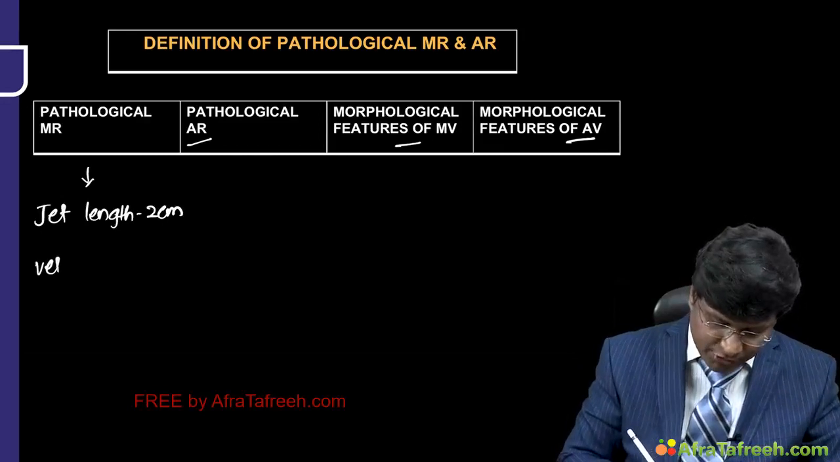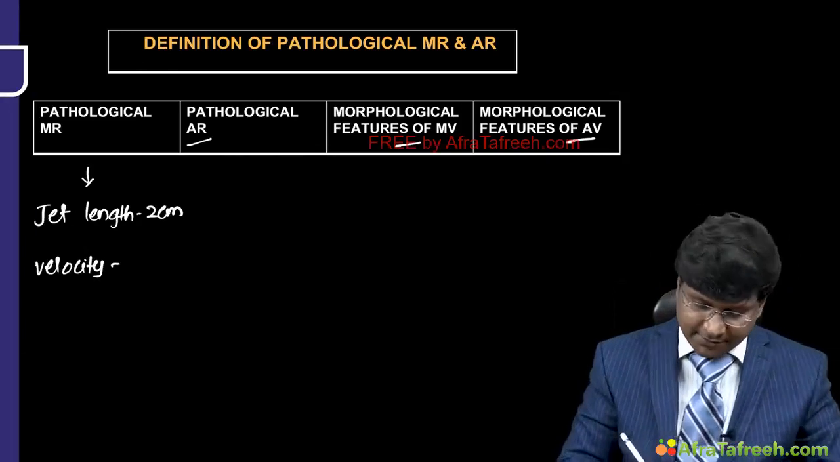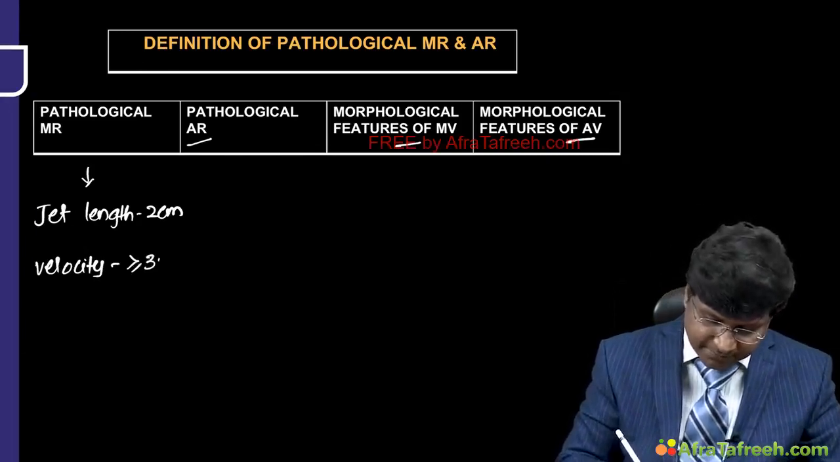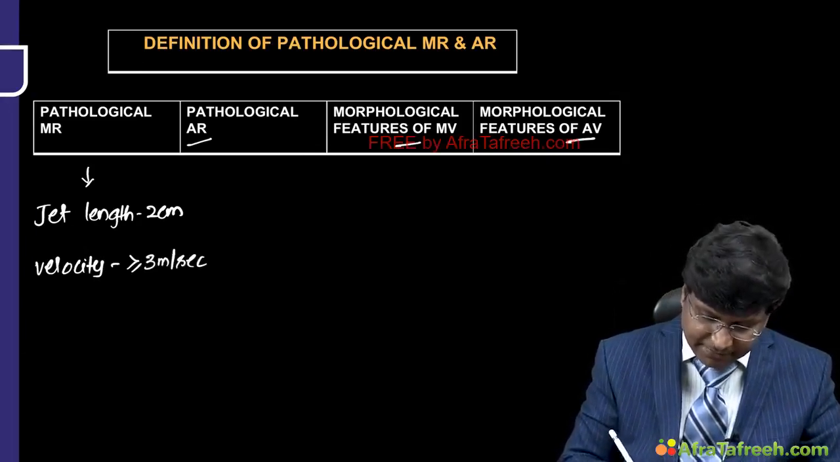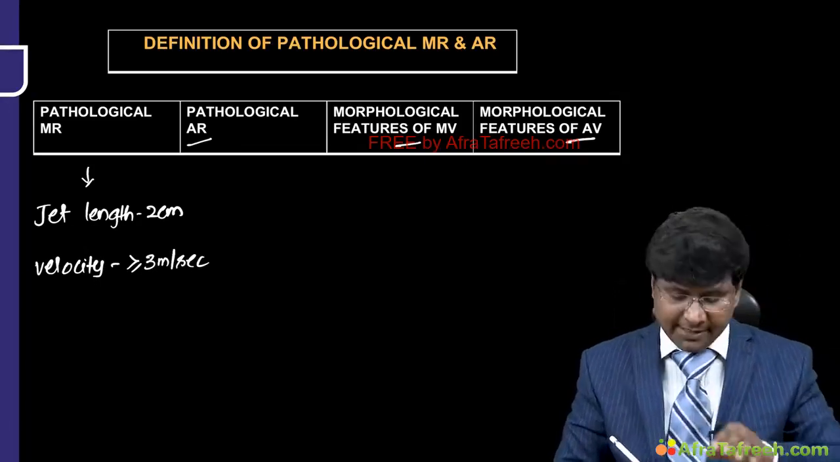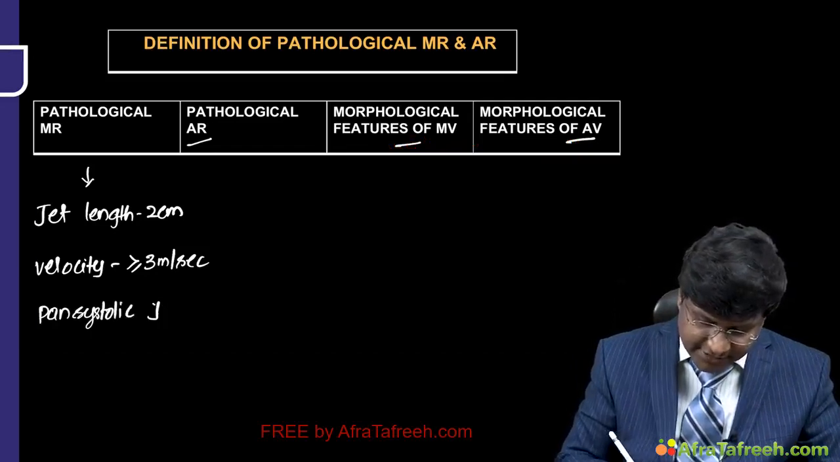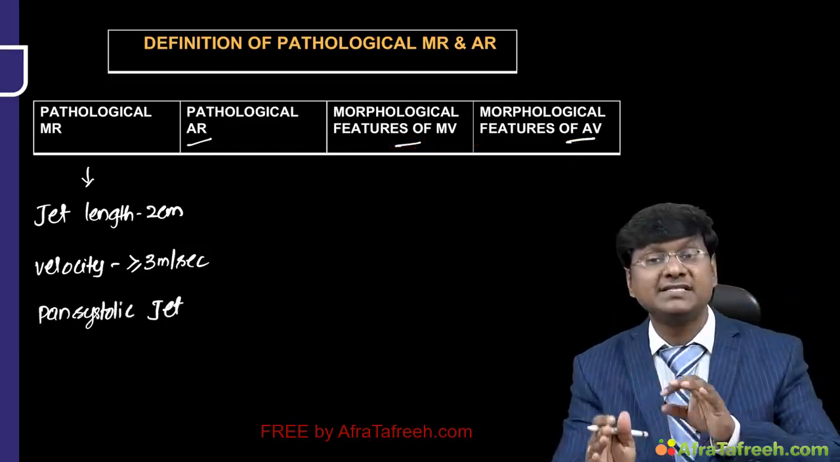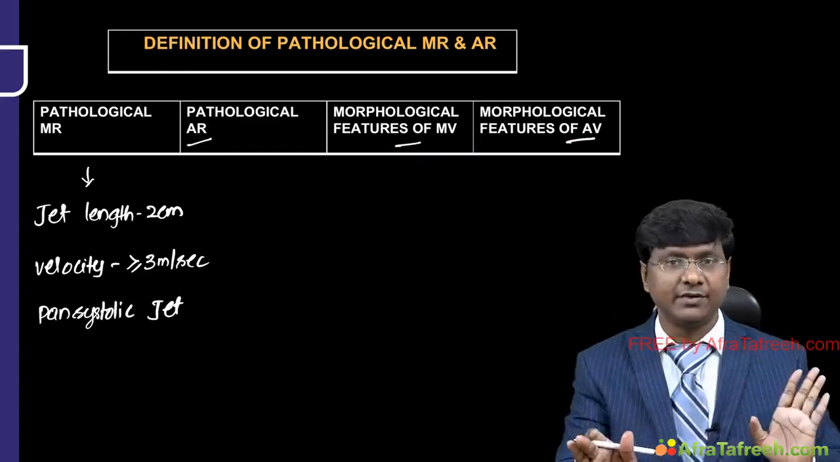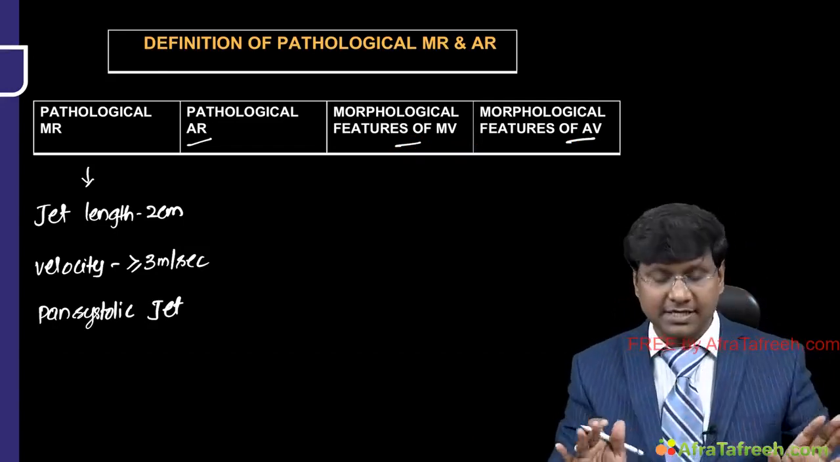And what should be the peak velocity of this jet? That should be more than 3 meters per second. And there should be a jet throughout the systole. That is, there should be a pansystolic jet in one of the envelopes. So this is about your pathological MR.